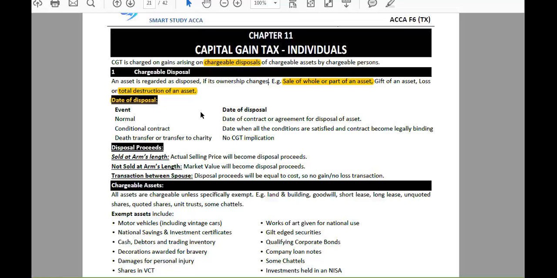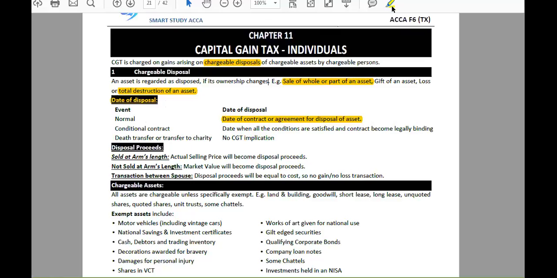In the UK, the tax year starts on 6th April and ends on 5th April. Date of disposal is very, very important, because if the date of sale or date of disposal of an asset falls within our current tax year, we are going to pay tax on that asset. If the date of disposal does not fall in the current tax year, obviously we are not going to pay tax on that asset. So date of disposal is very, very important.